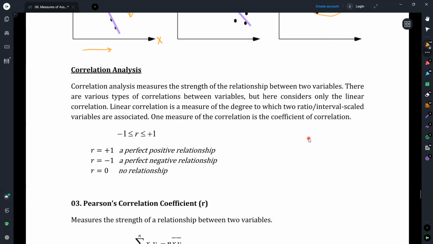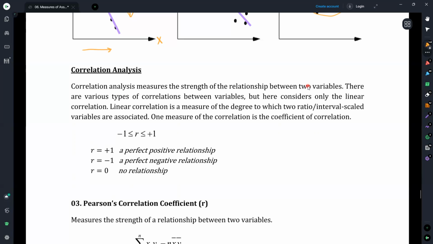Here I will discuss correlation analysis. Correlation analysis measures the strength of the relationship between two variables. When we discuss the association or the relationship between two variables, the first test that we discussed was the chi-square test. Under the chi-square test, we just found out whether there is a relationship among the variables or there is no relationship. At that point, we did not try to find out the strength of the relationship among the variables.